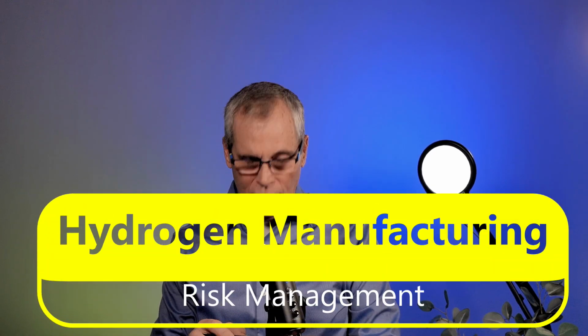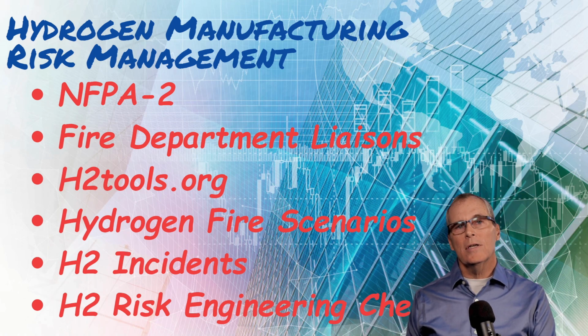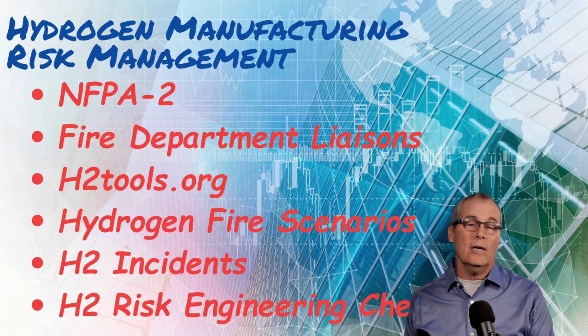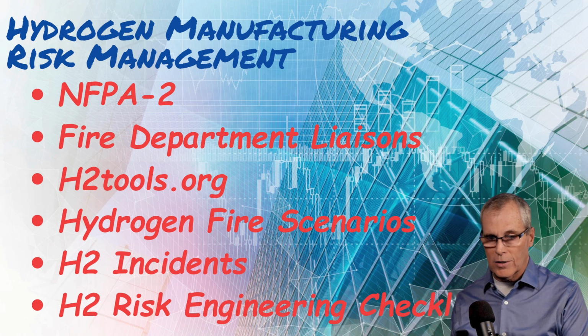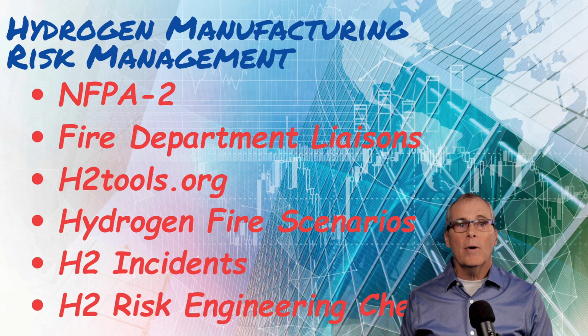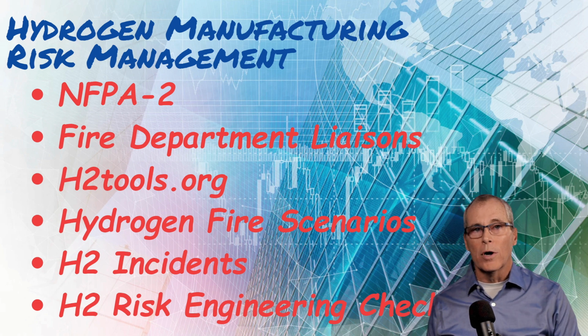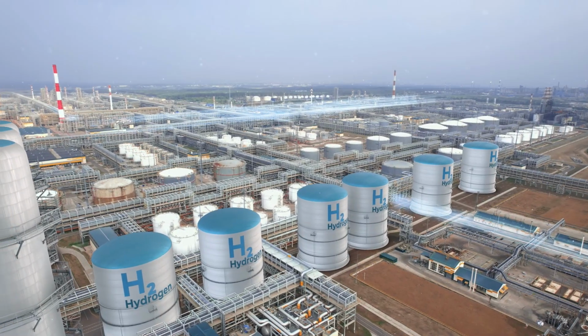We're going to talk about the hazards and what we can do about them, and basically how to manage the hydrogen manufacturing risks. So let's jump into it. Here we go. We'll talk about NFPA 2. That's a nationally recognized standard. It's actually a code, so it has shall language in it. And we'll talk about Fire Department Liaisons, because NFPA 2 does talk about Fire Department Liaisons. In fact, it requires owners to establish Fire Department Liaisons. We'll talk about H2 Tools, or hydrogentools.org. Great website with lots of information. Paid for by your tax dollars, but that doesn't hurt it.